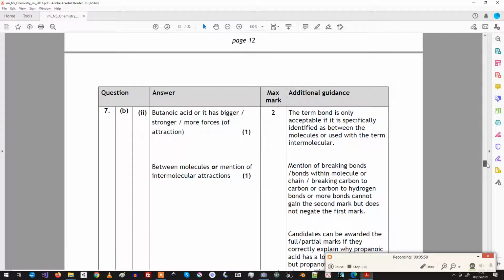Butanoic acid has stronger forces of attraction between the molecules. So you get 1 mark for saying there are strong forces of attraction and another for saying that it's between the molecules. And I forgot to mention attraction, because if it was repulsion it would have turned into a gas. So there are strong intermolecular bonds or strong forces of attraction between the molecules.